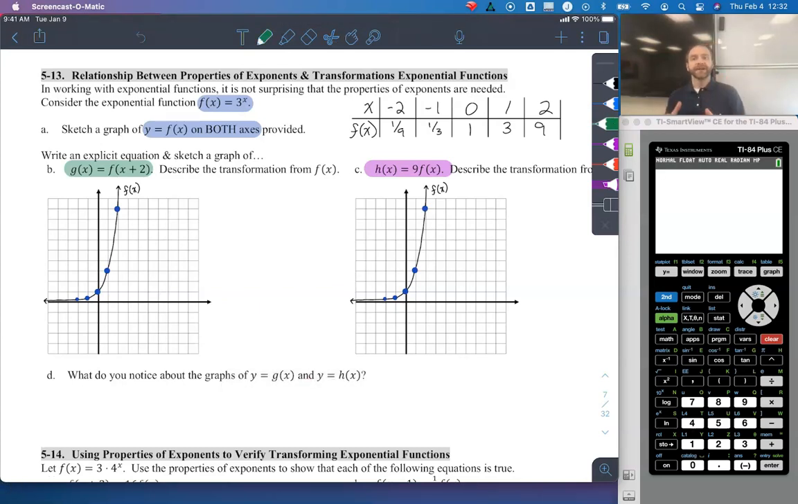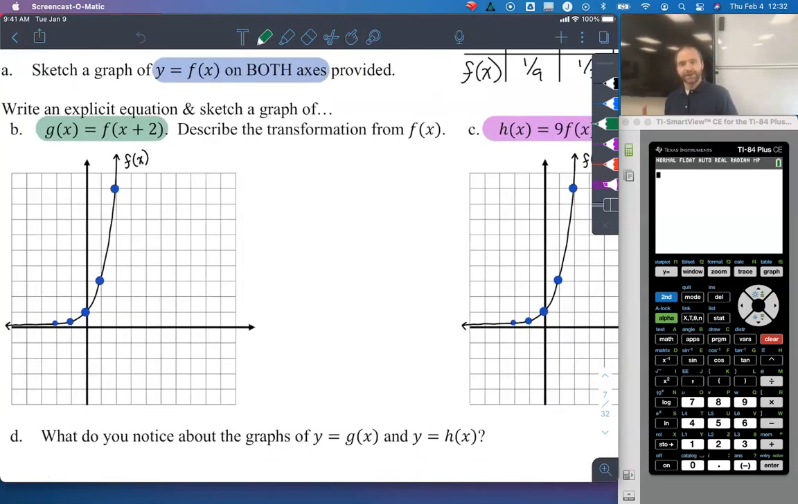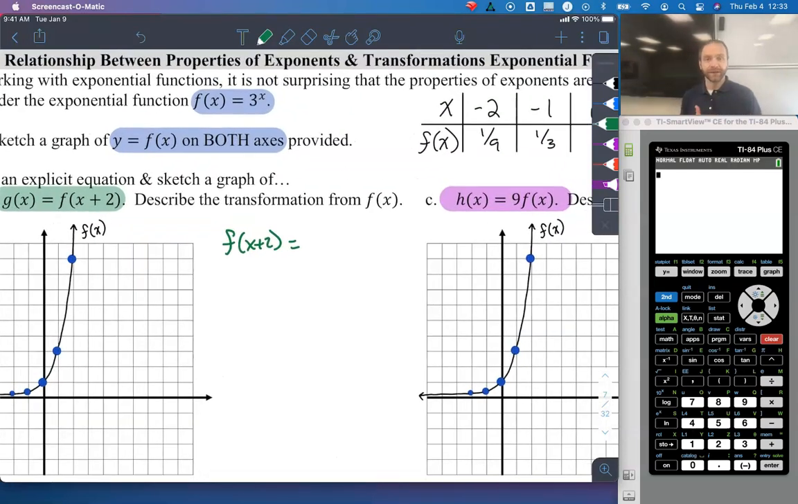All right, so we're asked to write an explicit equation and sketch the graph. So let's go ahead and describe the transformation. If I have g of x equals f of x plus 2, I'm going to find f of x plus 2 first. And what that means is x plus 2 is now your input into the function. So rather than inputting x, I'm inputting x plus 2 there. And so I'm going to have 3, and I'm going to use parentheses because that is an object in the parentheses. And by the way, get used to that. It's going to help you later on in the chapter. So that is f of x plus 2.